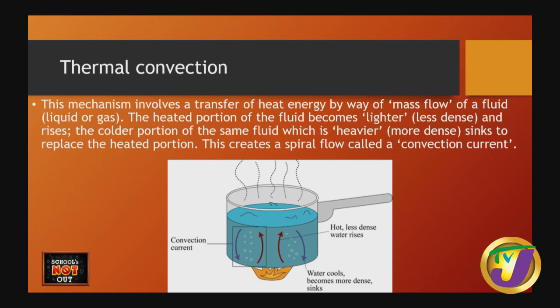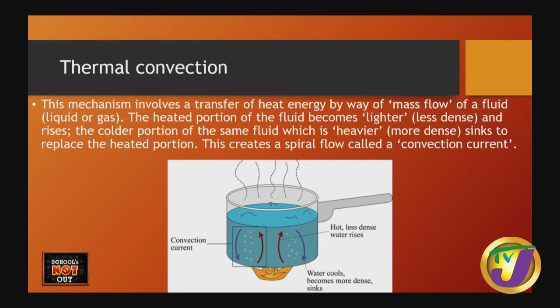Convection. This mechanism involves a transfer of heat energy by way of mass flow of a fluid, liquid or gas. So liquid or gas is termed collectively as a fluid, and this occurs only in a liquid or gas, as we'll explain. The heated portion of the fluid becomes lighter. This means it becomes less dense. So remember density, mass over volume, right? So if you heat something, it will naturally expand. Particles start to move away more. When the volume increases, the density will decrease. So when you heat something, it expands, it becomes less dense or lighter, quote unquote.